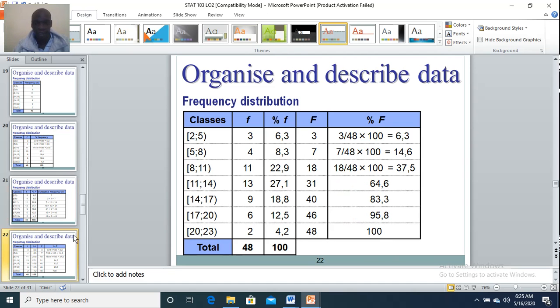Then we may want to find the percentage of the frequency of the cumulative. It means now, like we did again, 3 over 48, 6.3. Then the second one, now our cumulative is 7. So it's 7 over 48. It's different from this one. This one we're taking only these numbers. Now we are taking the cumulative. So we may want to find this.